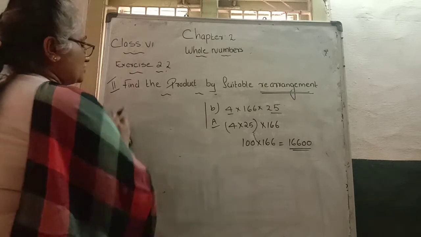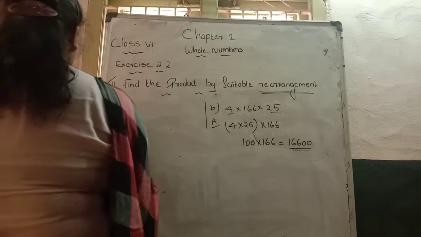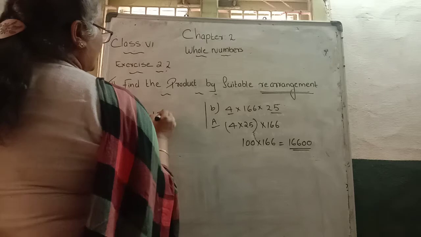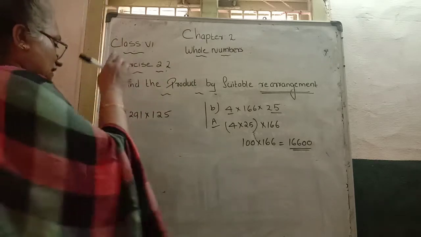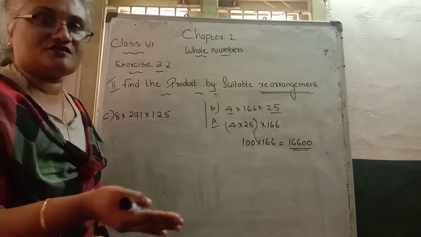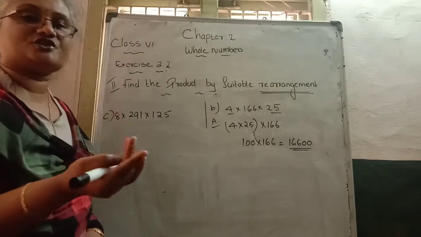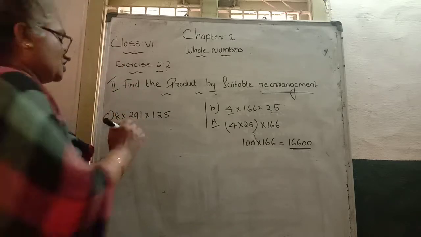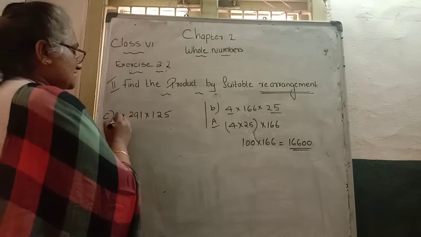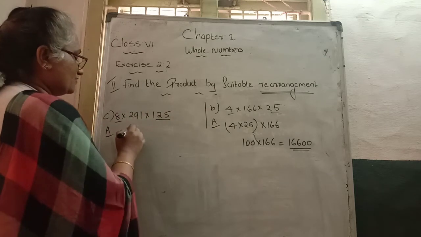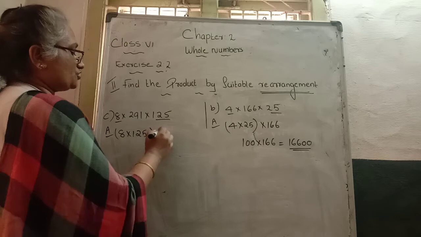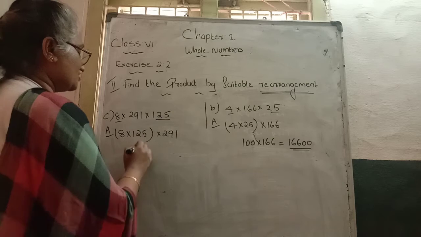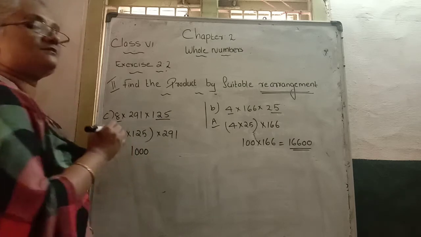Then one more question, do this one also. See the question: 8 into 291 into 125. Otherwise, 8 is multiplied with 291, and that answer is multiplied with 125. We get the correct answer, but we take so much time. To avoid that, what we do is take 8 and 125 together, into 291. 8 into 125 comes to how much? 1000 is the answer. 125 into 8 becomes 1000.